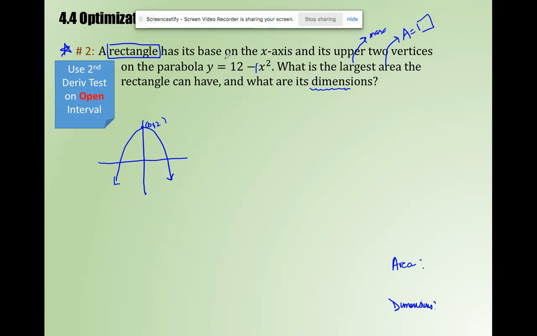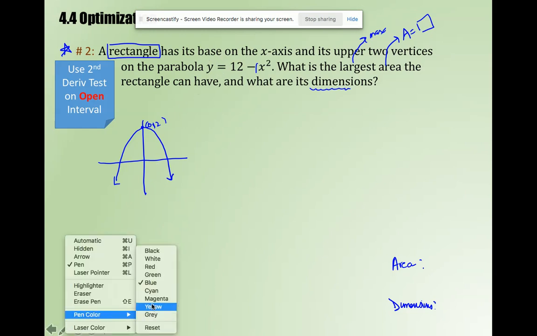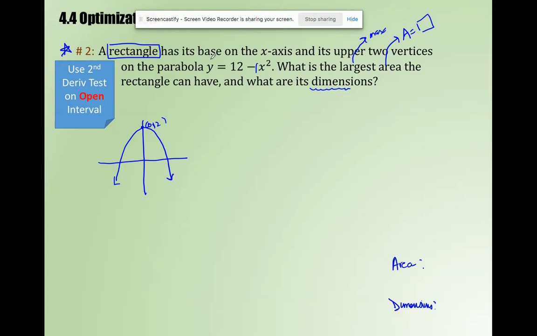So I've drawn the parabola, now I have to draw the rectangle. So the rectangle has its base on the x-axis and its upper 2 vertices on the parabola. If it's a rectangle, this side has to be the same height as this side, and that's only going to happen if I am symmetric with the origin. This parabola is even. It's symmetric over the y-axis, so a rectangle is going to look like that, under the parabola.